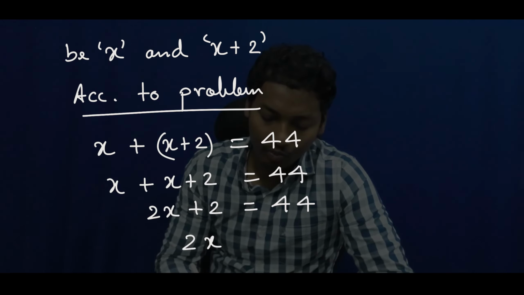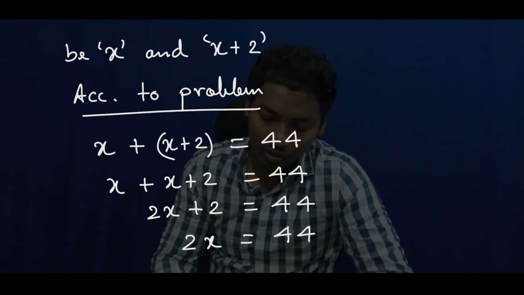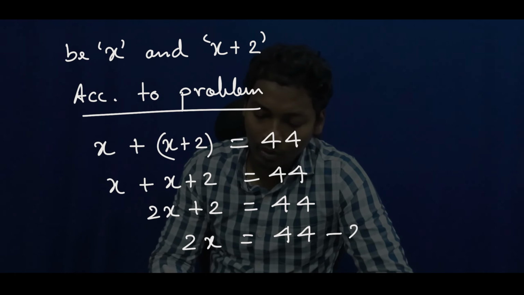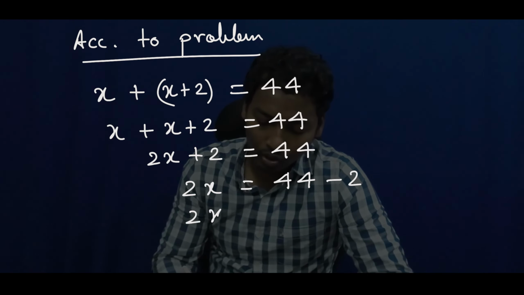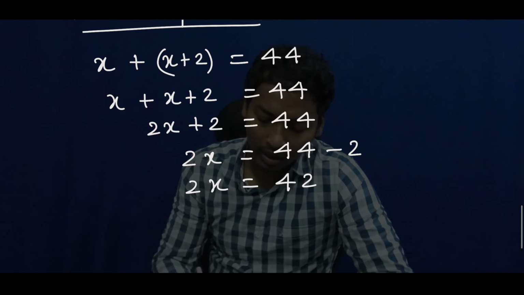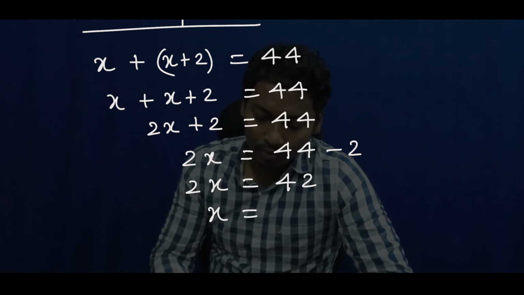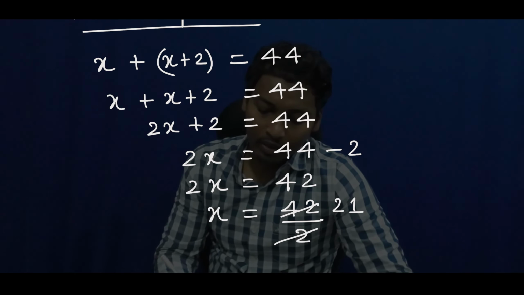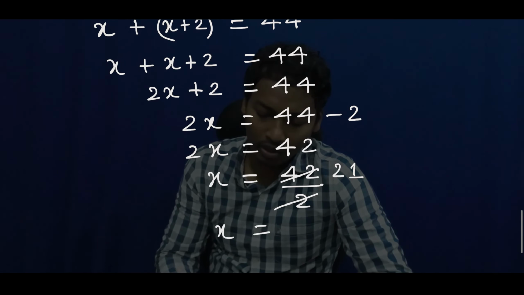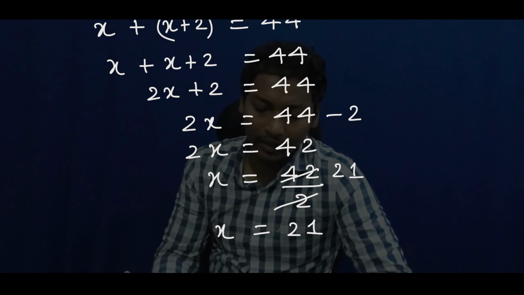Then we can transpose positive 2 to the other side. So on the 44 side, positive 2 will become negative 2. So 2x is equal to 42. Now we can transpose 2 to the other side. So 42 divided by 2 is 21. So x is equal to 21.